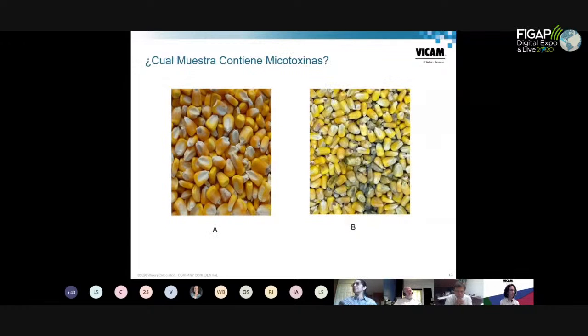So I have a question for you, if you can put your answer in the chat. Guess which of these samples of corn contain mycotoxins? You can stick your answer in the chat.